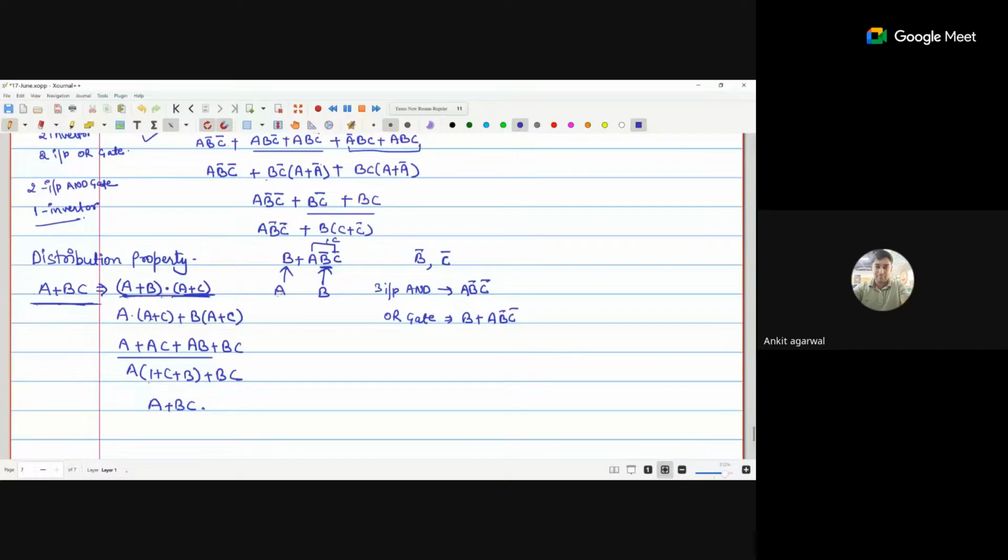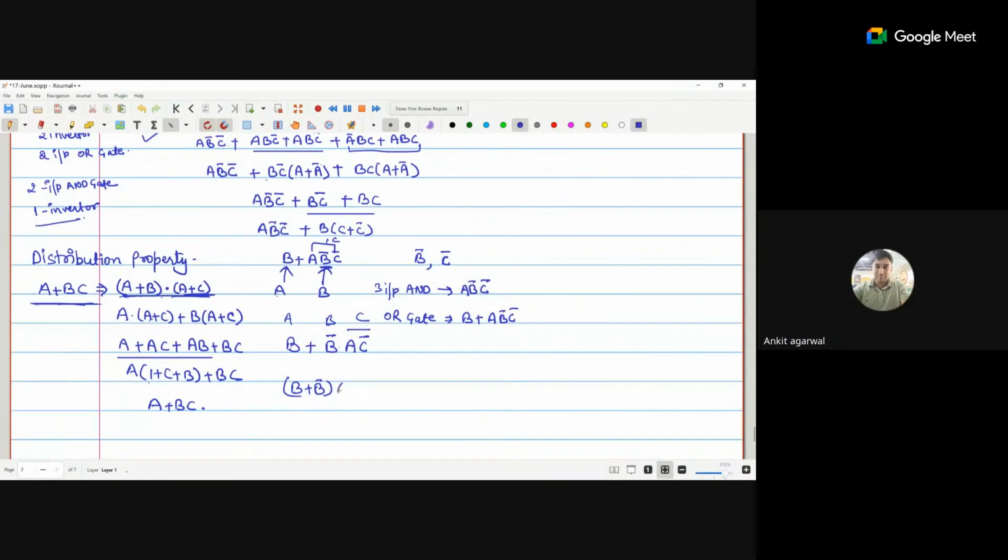Okay, A, B, and C. So I can write this as AB plus B bar, A, C bar. Okay, so this is the A, B, and these two is C. So apply the distribution property. What does the distribution property say? A plus B. So B plus B bar.